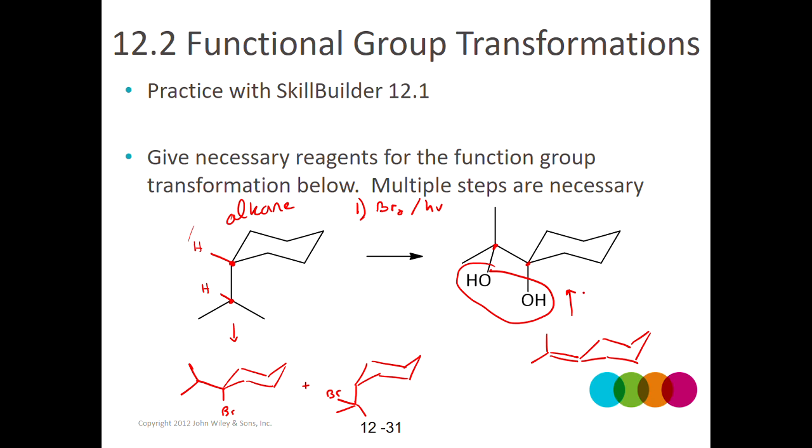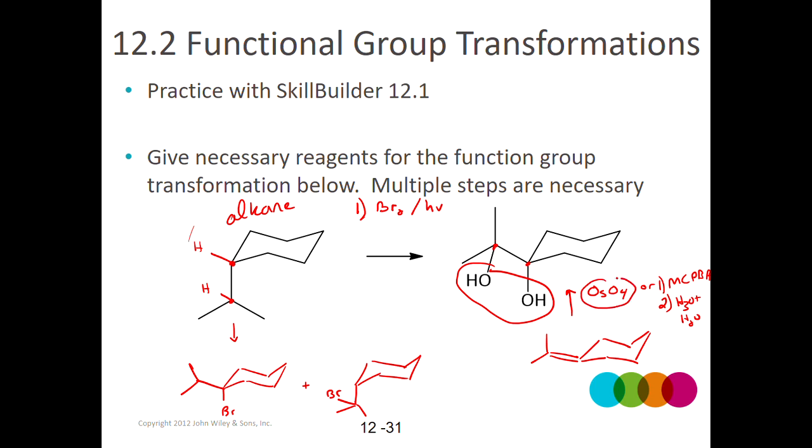I can add the 2 OH groups by using osmium tetraoxide, or I could first make an epoxide using MCPBA, followed by H3O+ and water. If you don't remember those, you've got some reviewing to do. So those 2 options, either of those would add OH groups across there.